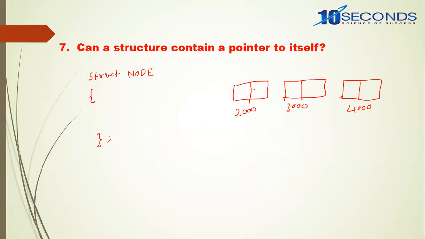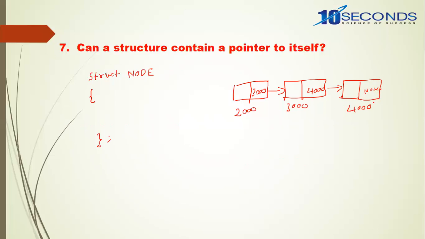The first node holds the address of the second node, that is 3000, so it points to here. The second node holds the address of the third node. And the last node is null actually, so it does not hold anything. So it's null.